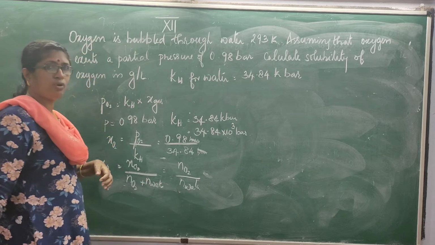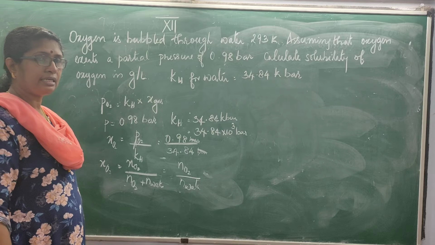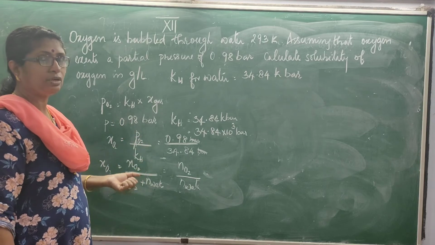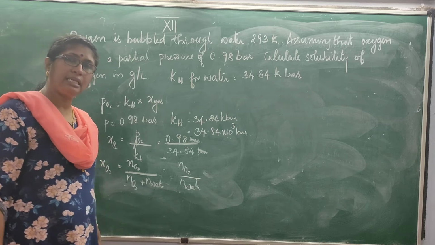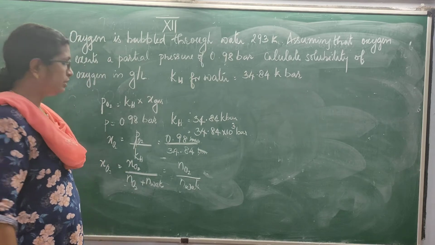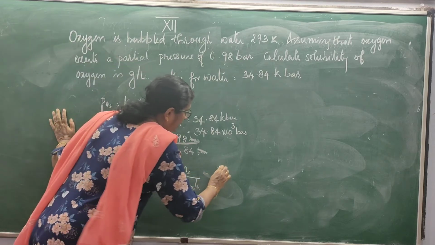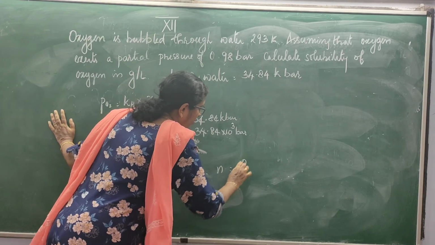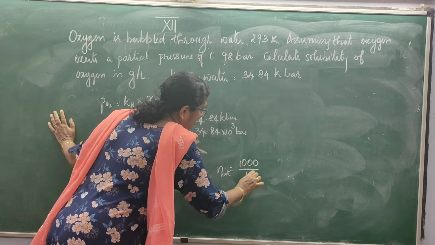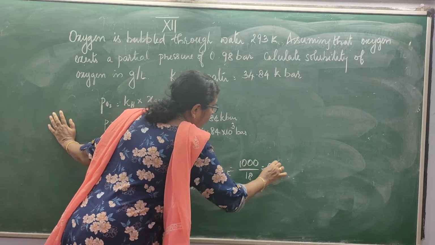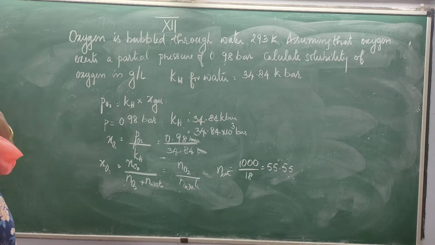Now number of moles of water, how will you find out? See, water is 1 liter or 1000 milliliter. So weight of 1000 milliliter of water is 1000 gram. So number of moles of water is equal to 1000 divided by 18, which is equal to 55.55. So you know the number of moles of water.